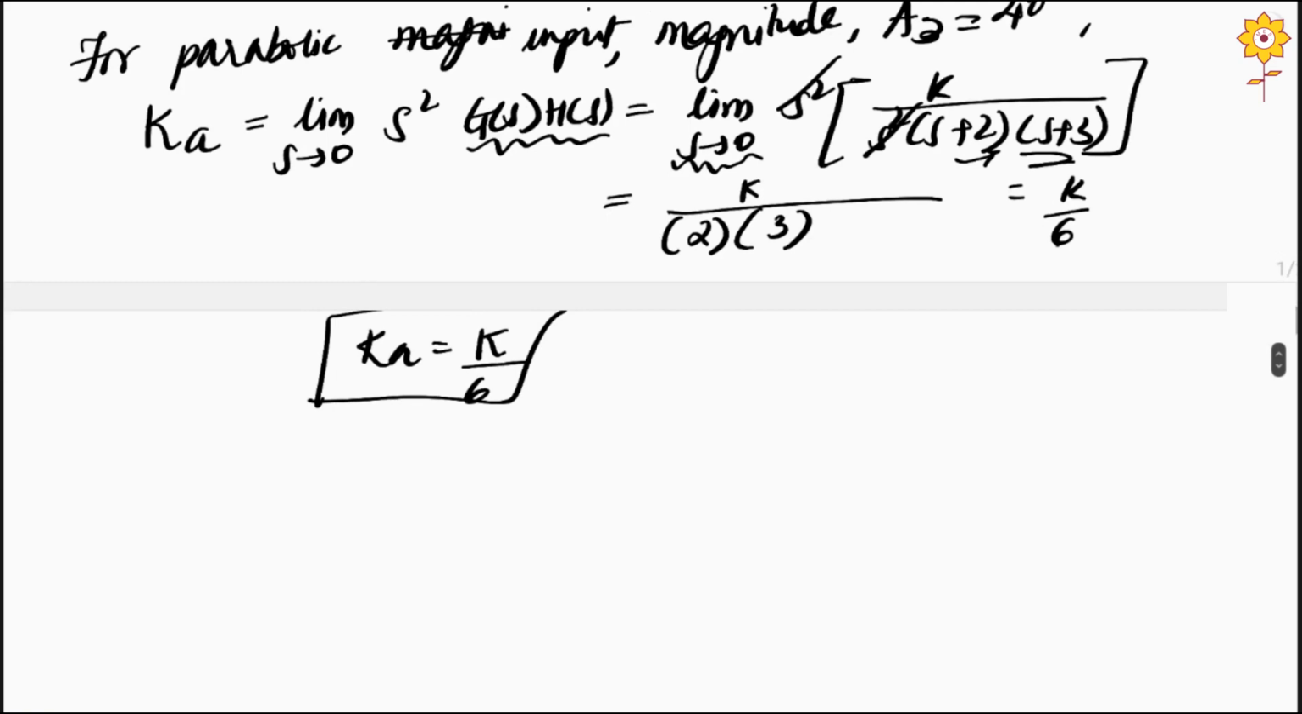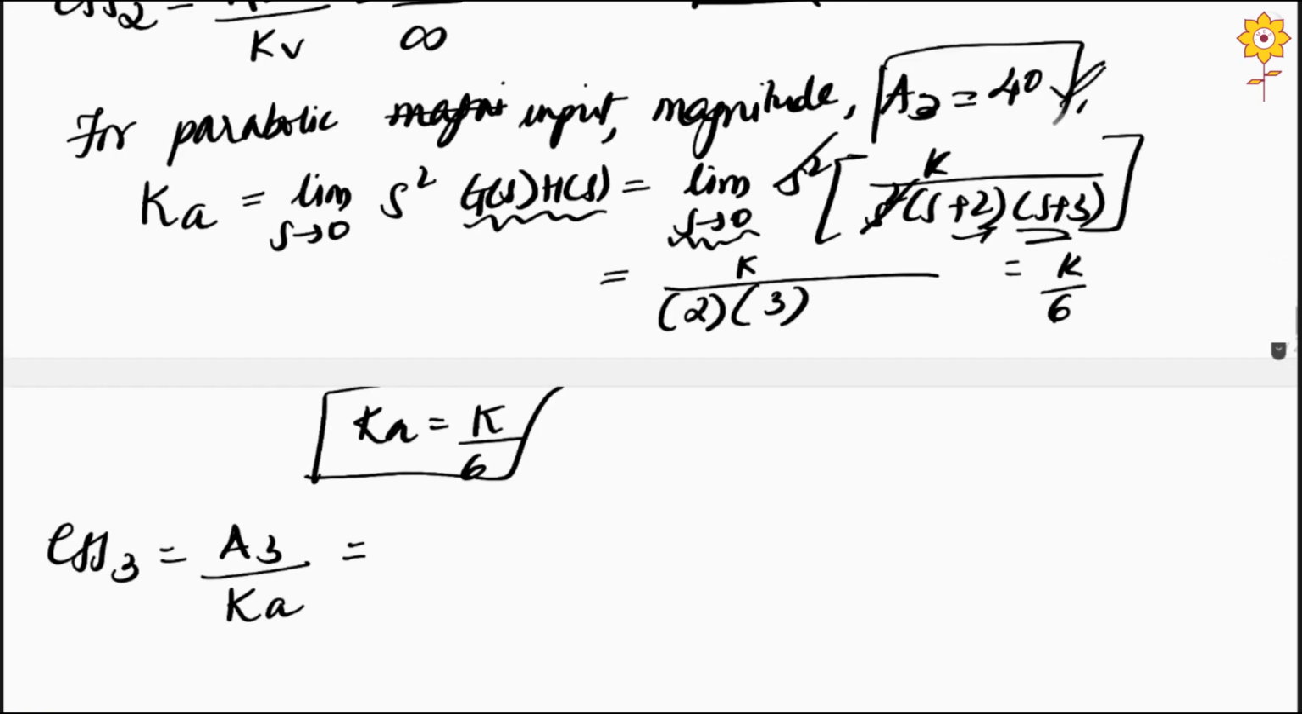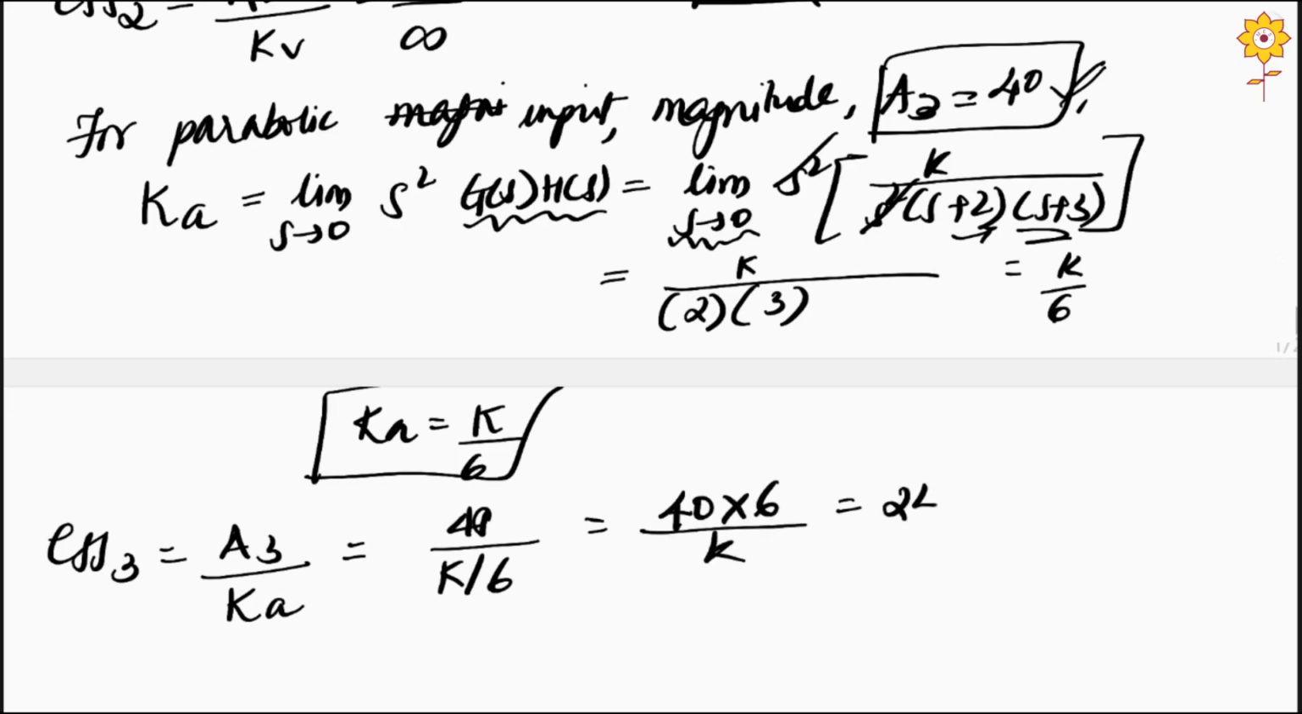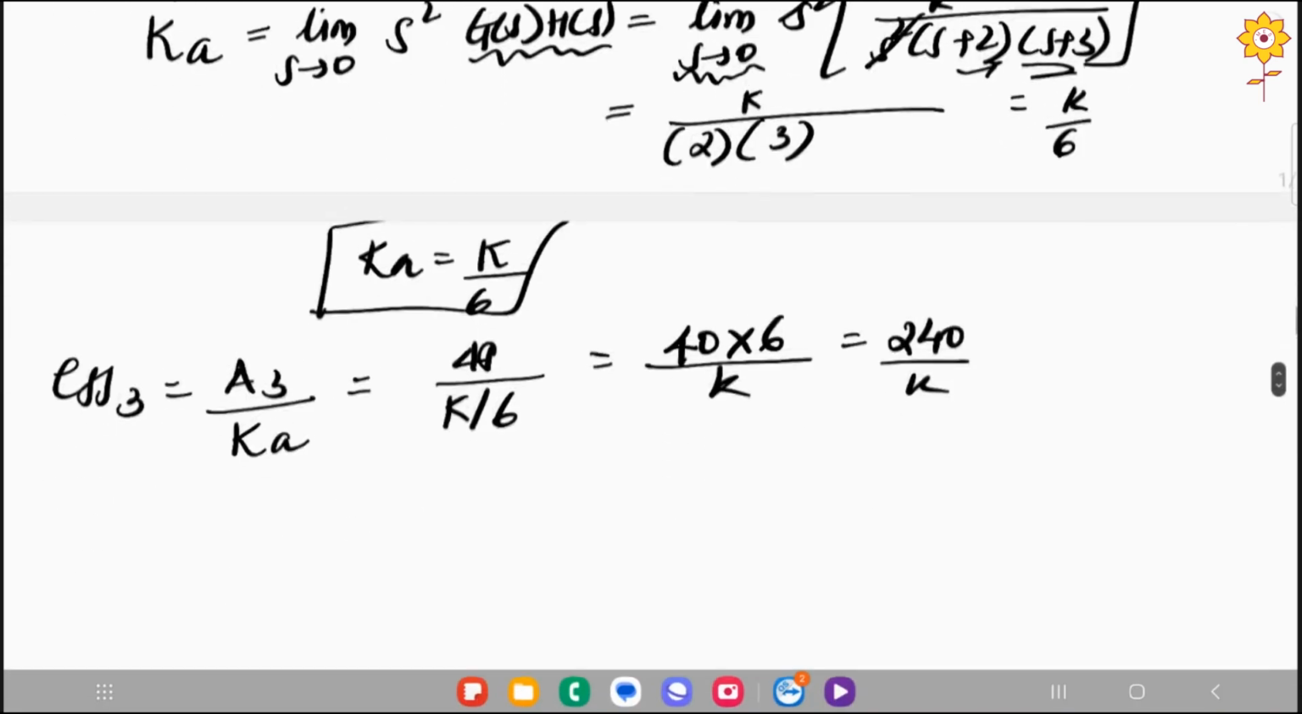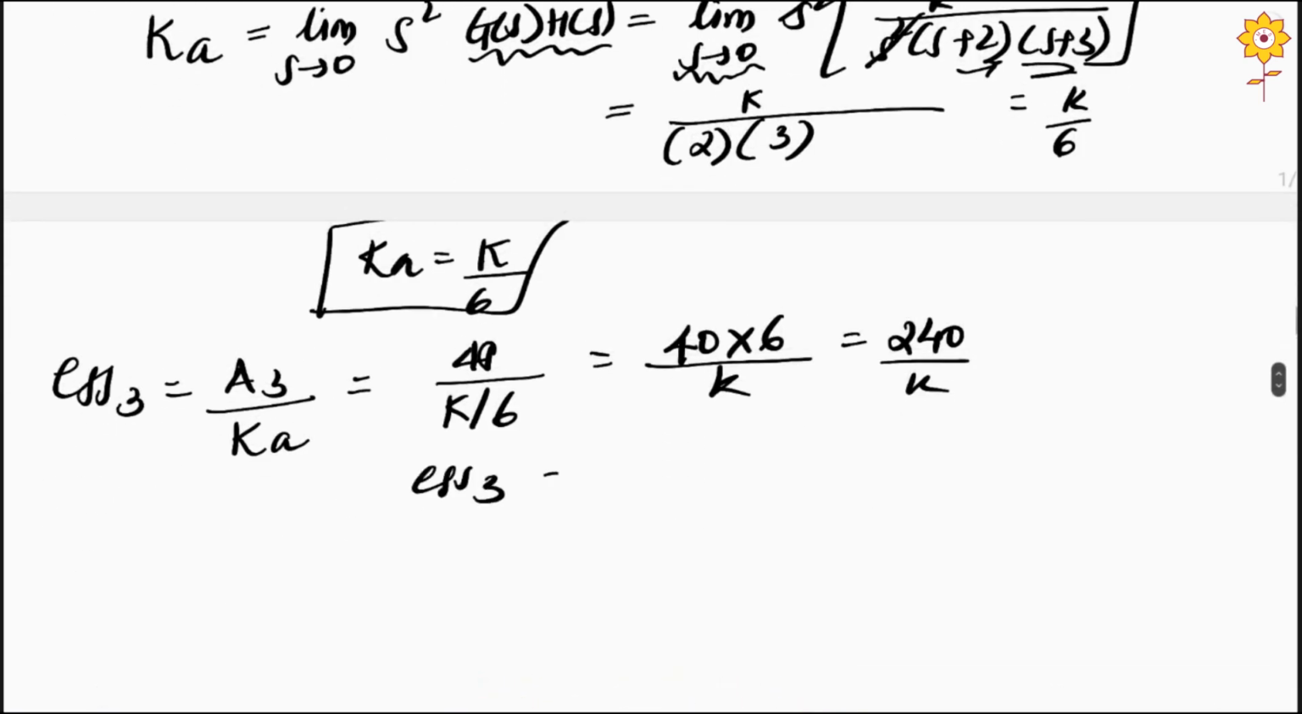And now, we will be calculating the steady state error. In this case, the formula is magnitude A upon Ka. A3 is 40, which is known to us. So, 40 upon k by 6 will give us 40 into 6 upon k, which is 240 by k. So, the value of ESS in this case, that is ESS3, is 240 by k.